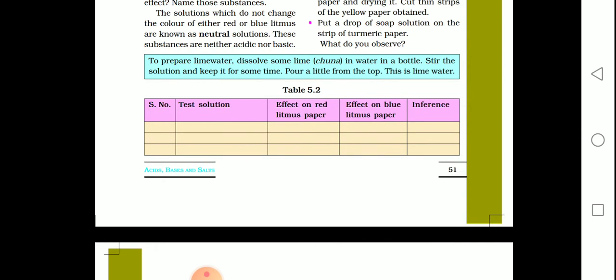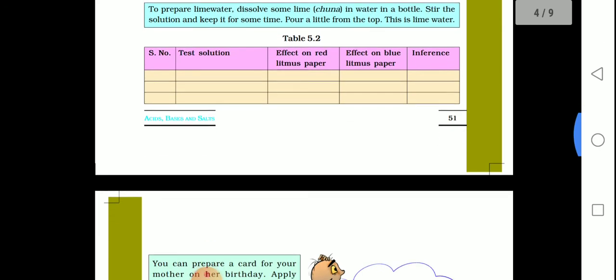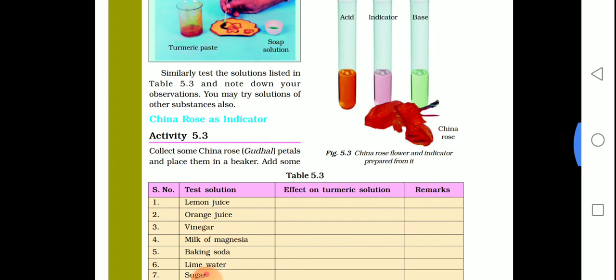In table 5.2 you make a list: test solution, which solution you are taking, effect on red litmus paper, effect on blue litmus paper, and inference. You can perform similar tests on the solutions listed in 5.3 and note down your observations. You might try solutions of other substances also.